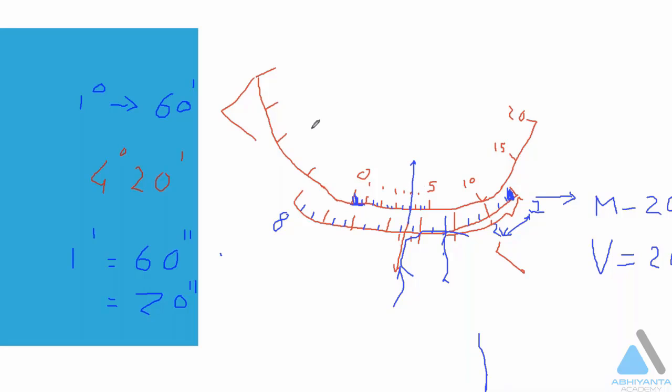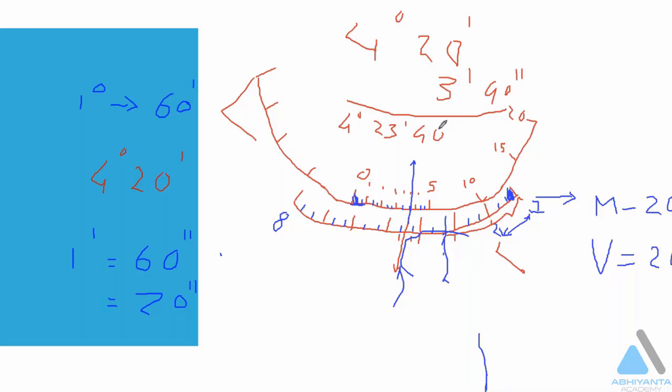અહીંયા આગળ 4 minute આવી જશે. તો મને પહેલા મેઇન થી શું ડિમેન્શન મળ્યું હતું? It was 4 degree 20 minutes. વર્નિયર થી મને શું મળ્યું? It is 3 minutes and 40 seconds. અને ટોટલ મને મળશે, that will be 4 degree 23 minutes and 40 seconds. This is the reading on a theodolite.